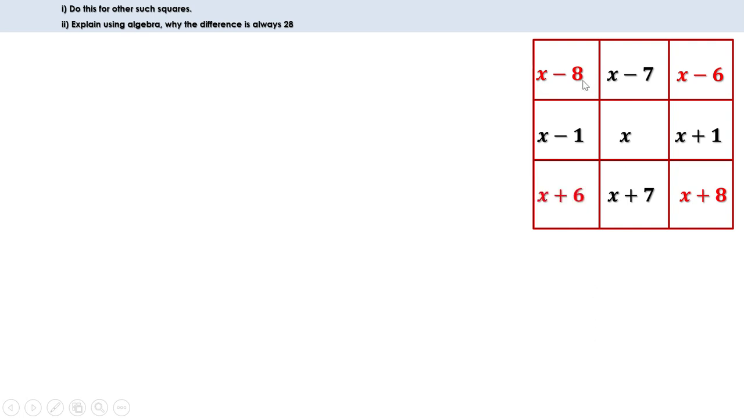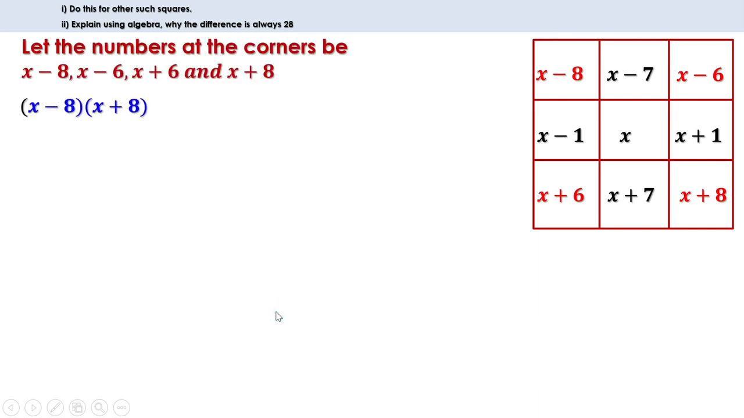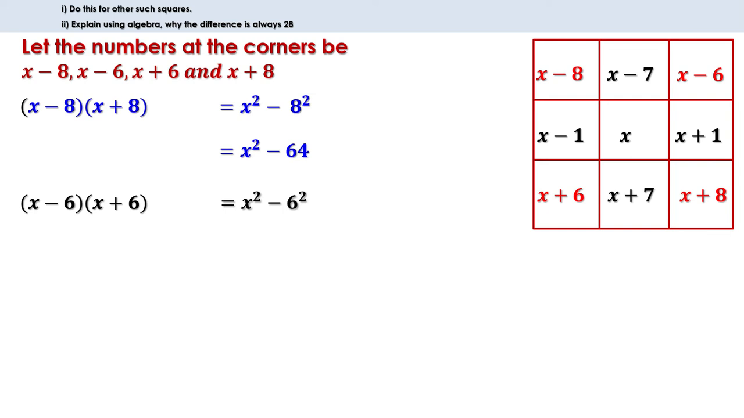Now let us find the diagonal product, that is (x minus 8) into (x plus 8). We know (a plus b) into (a minus b) is a square minus b square. Therefore, (x minus 8) into (x plus 8) is x square minus 8 square. 8 square is 64, so we can write this as x square minus 64. Now let us find the second diagonal product, that is (x minus 6) into (x plus 6), which is equal to x square minus 6 square. 6 square is 36, so this can be written as x square minus 36.